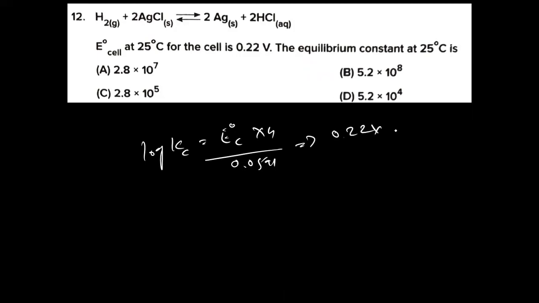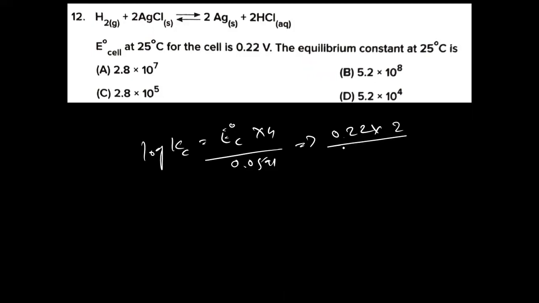E0 cell at 25 degrees Celsius for the cell is 0.22 volt. The equilibrium constant at 25 degrees Celsius is. So let me consider log Kc, which is equal to E0 cell multiplied by n divided by 0.0591. So E0 cell value is given as 0.22, into n value. So we can find out it's 2 because H2 gives rise to 2 HCl.